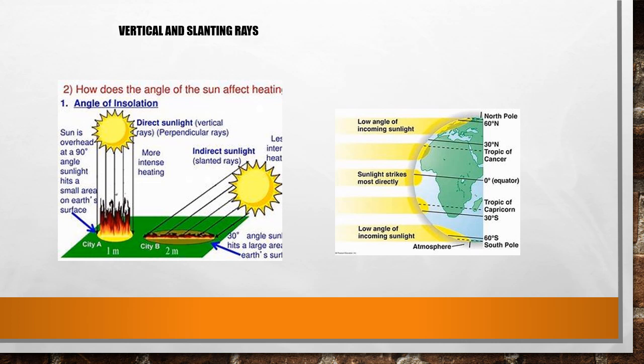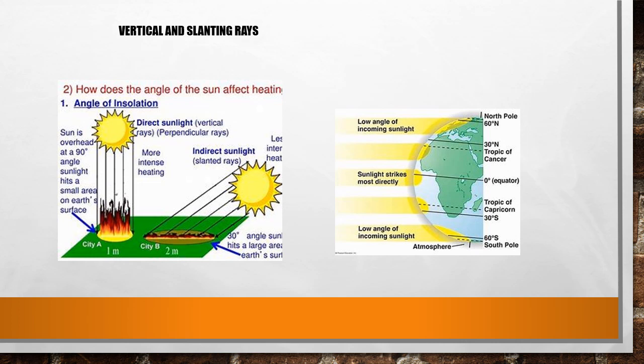Take the example of a magnifying glass. On a sunny day, if you take a magnifying glass and you focus it on paper, after some time you see that the paper starts to burn because the rays of the Sun have been focused over a small area of paper. And the moment you start slanting the magnifying glass, the paper will not burn at all. So is the case with the Sun's rays also.